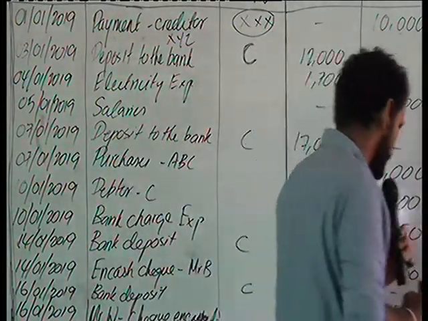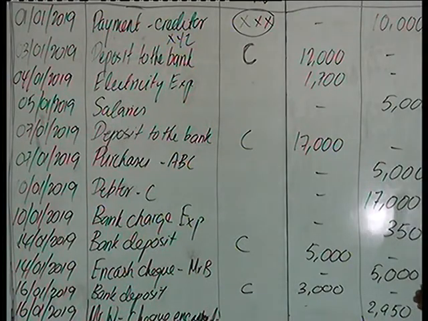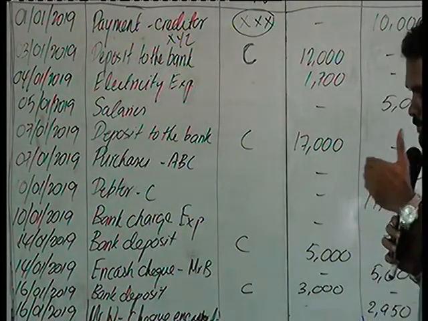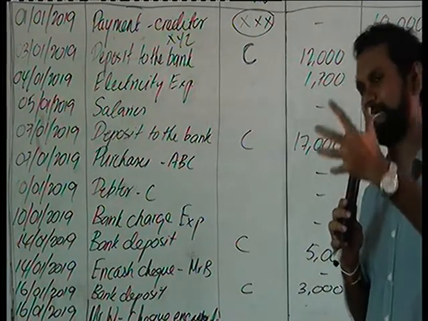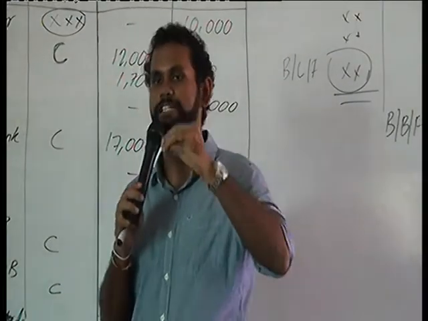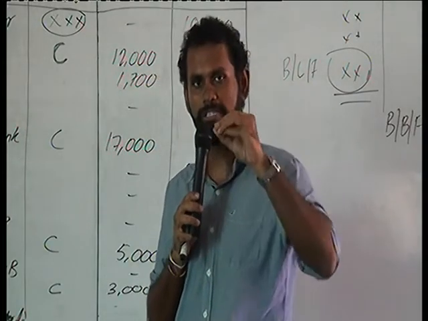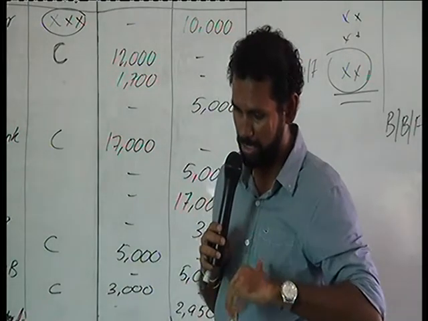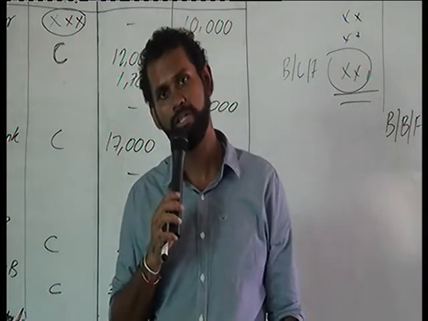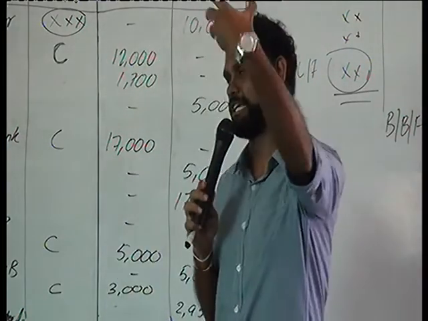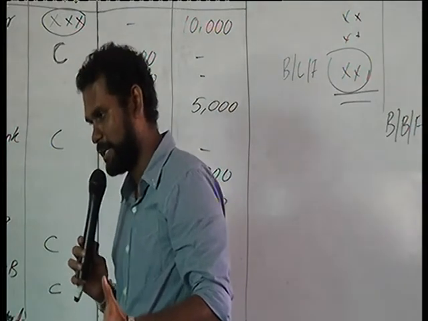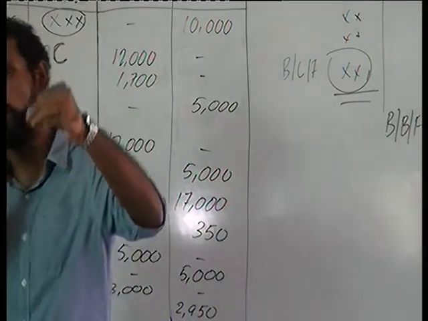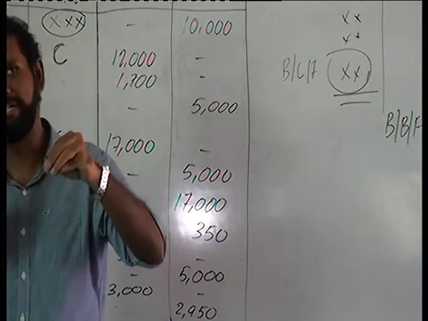Now the question is, in this bank column, the higher amount is on the credit side. What is the meaning of that? If the higher amount is on the credit side, is it an asset account? It's not an asset account. If the higher amount is on the credit side, that means it's a liability or an equity account. This is not an equity account, so it's a liability account. So the bank balance becoming a liability account means what? There is a bank overdraft.